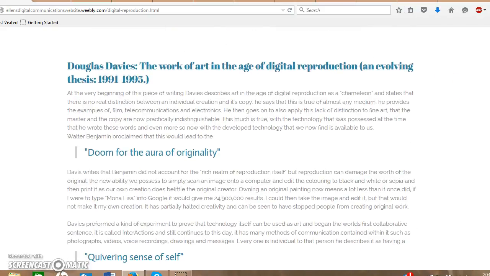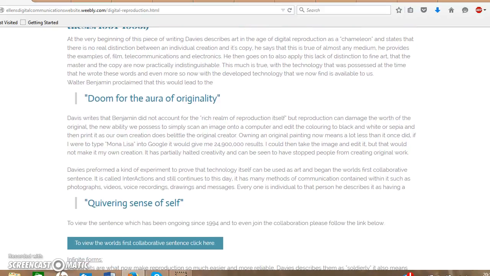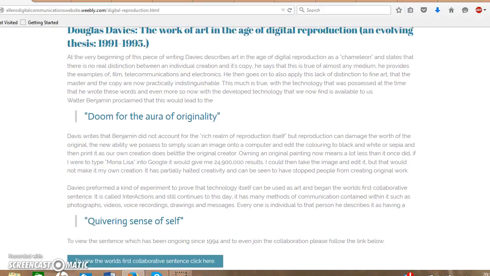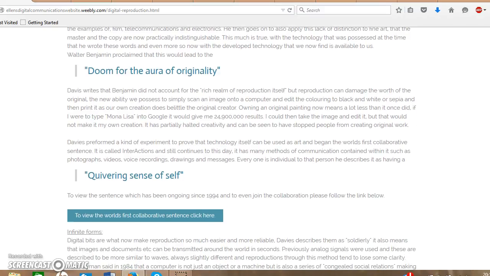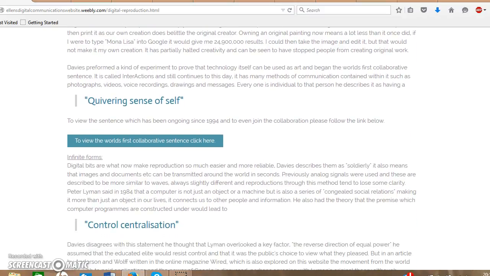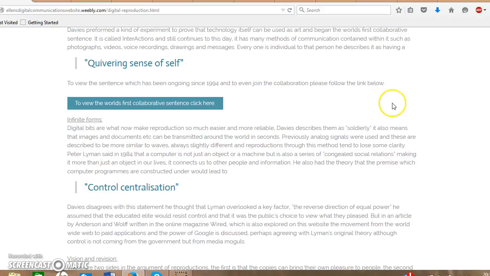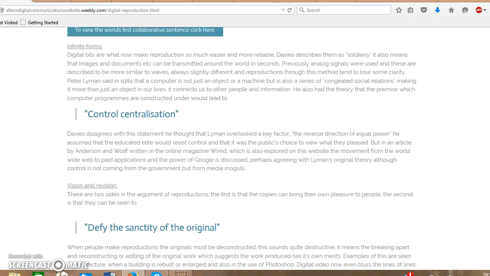The first page that I created was an evaluation of Douglas Davis's work, the work of art in the age of digital reproduction. He based a lot of his work on work done by Walter Benjamin. At the beginning of the work, I was quite critical of his points of view, as he himself was critical of some of the work that Walter Benjamin wrote. But I found his work on the collaboration of the first sentence quite interesting, and I included a link to the first sentence in my piece of work.